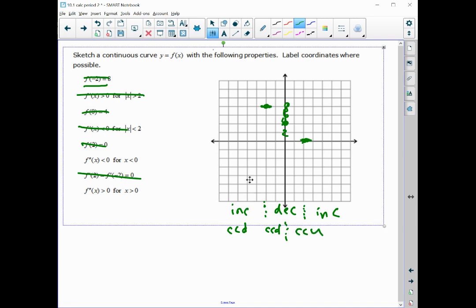So when I sketch this, I go to the point that they gave me, and I'm going to sketch this part. So coming to this point, I need to be increasing and concave down. And then from -2 to 0, I'm decreasing and concave down. Then from 0 to 2, I'm decreasing but concave up, so smiling. And then I am increasing and concave up. So it looks something like that.